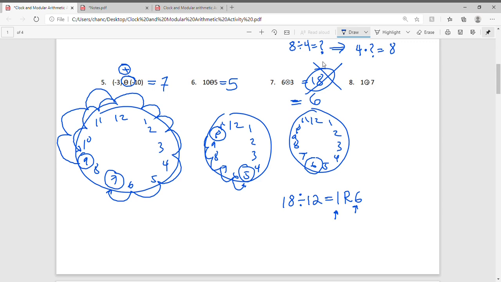To do question 8, it's very similar. Instead of asking what's 1 divided by 7, I'm going to ask 7 times what in clock arithmetic will give me 1. So now we have to guess. I could do 7 times 1, 7 times 2, 7 times 3, 7 times 4, 7 times 5, 7 times 6, until we get our number.